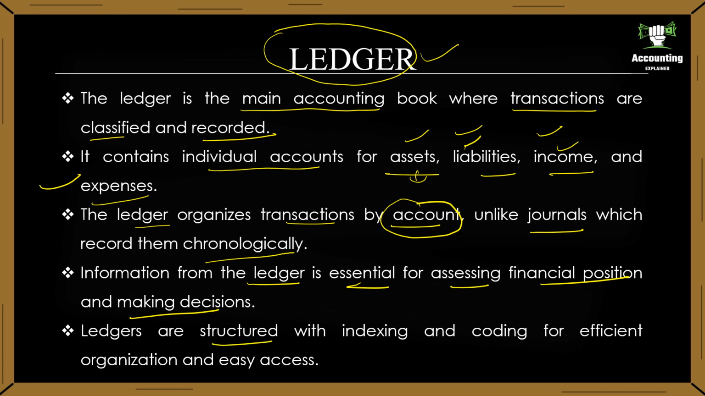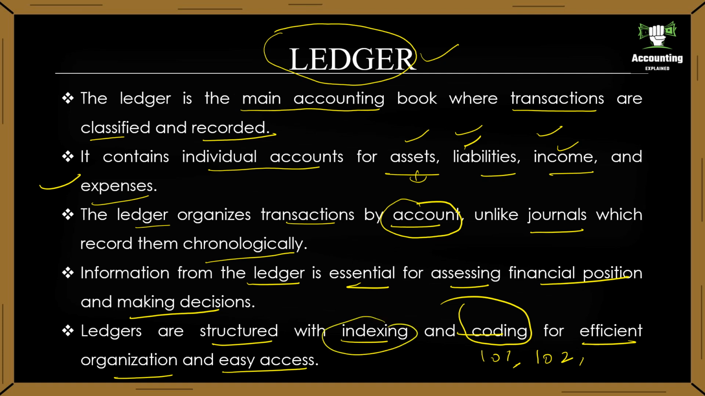Ledgers are structured with indexing and coding for efficient organization and easy access. Each account will be given one code, like for cash account it may be 101 and capital account it may be 102, something like that. It will be coded for all the accounts, indexed in a proper way, and it is very easy to access at any point of time.